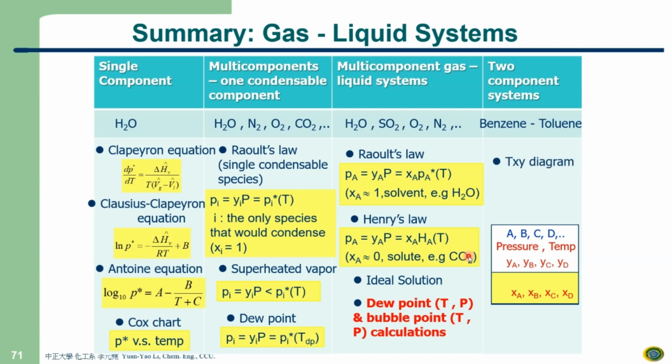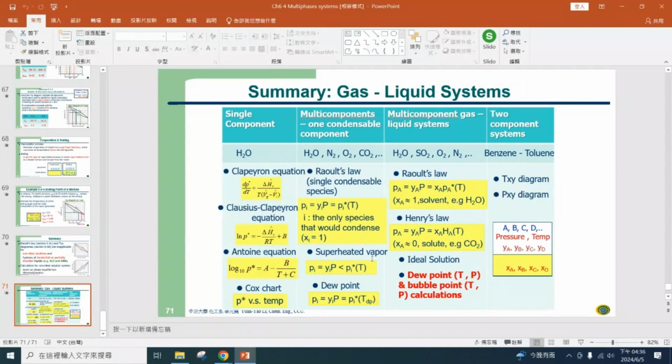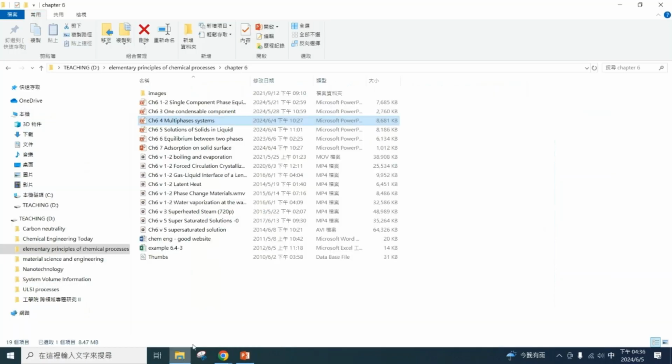Okay, and then this is the simple case, which is a two-component system. We use benzene and toluene as an example, with TXY and PXY diagrams. And you need to know how to read the diagrams in order to find the dew point and bubble point temperature and dew point and bubble point pressure. Okay? Right. So we finished section 6.4.